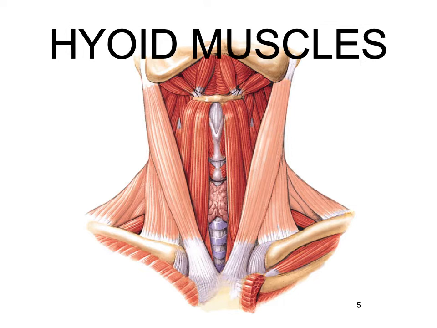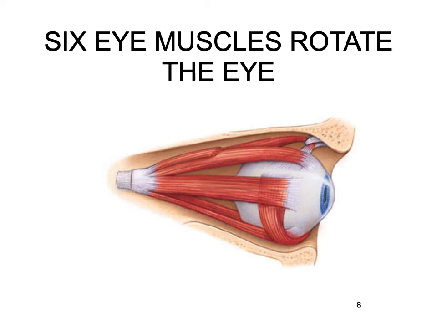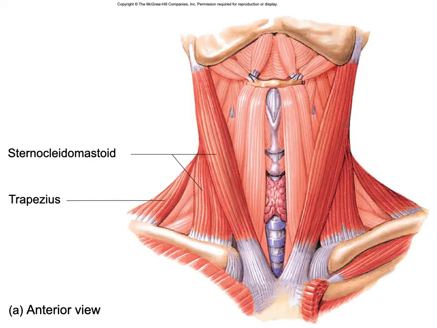So the hyoid muscles, ones above and ones below. You can see there are ones that are superior to the hyoid and ones that are inferior. And then the last group are the muscles that rotate and turn the eyeball within the socket of the skull. Okay, so five groups of muscles. Let's look at them now in a little more detail.